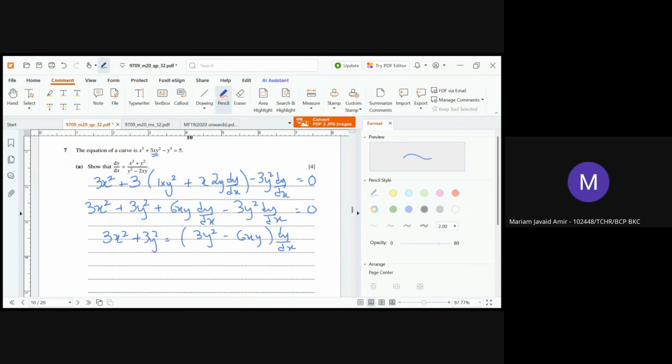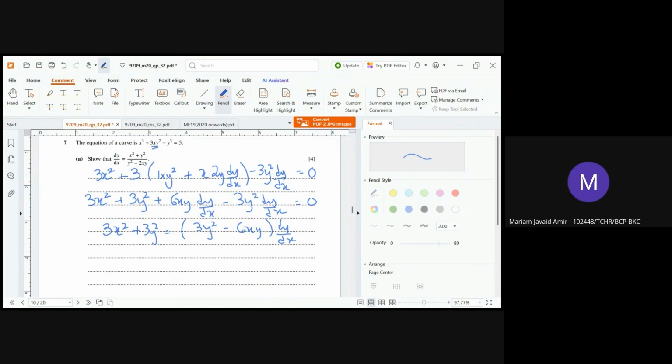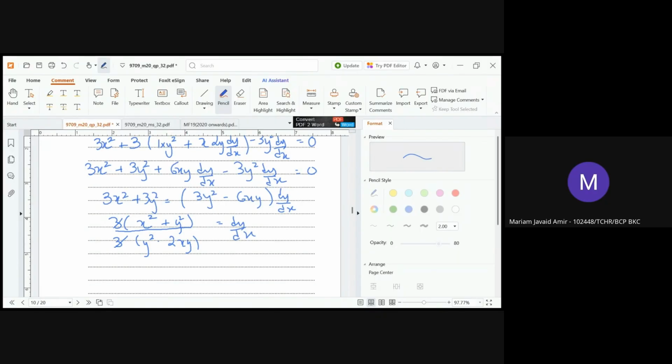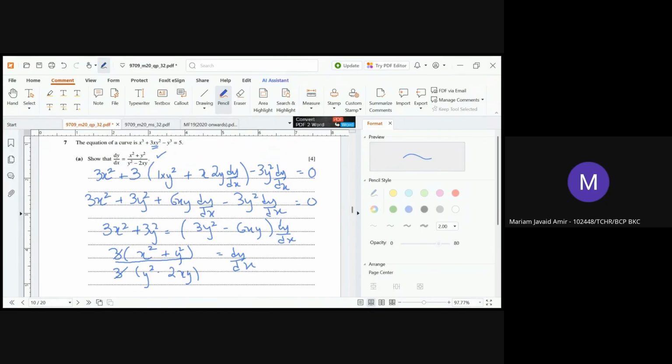Okay, now we can take 3 common. In fact, divide this here. So also take 3 common both in the numerator and denominator. So 3 common, x squared plus y squared in the numerator. In the denominator, 3 common, y squared minus 2xy equals dy by dx. And when these cancel out, we get the required form, x squared plus y squared over y squared minus 2xy. So that's also done.